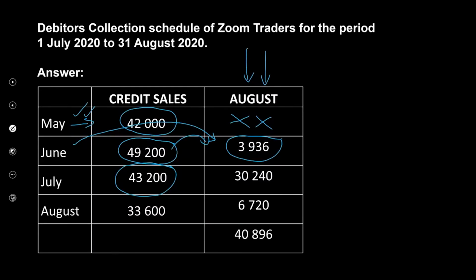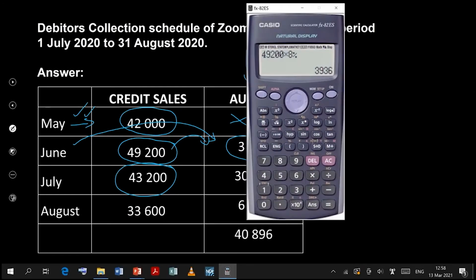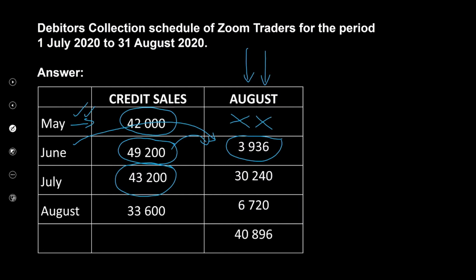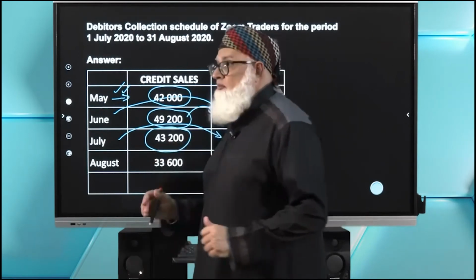Let's take the 43,200 times your 70%, and that will give you a figure of 30,240. Here we go. Clearly you can see July, 30,240, and that is now your calculation with regards to the July component.